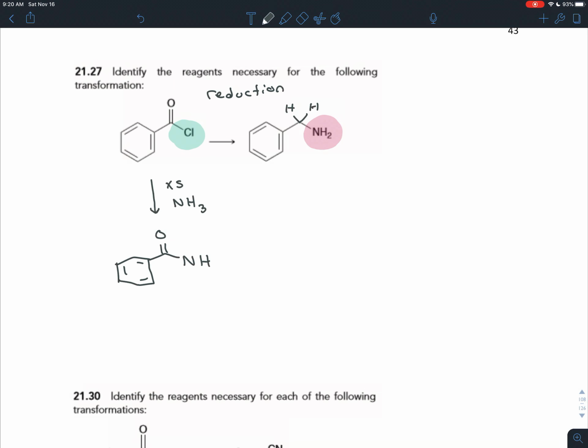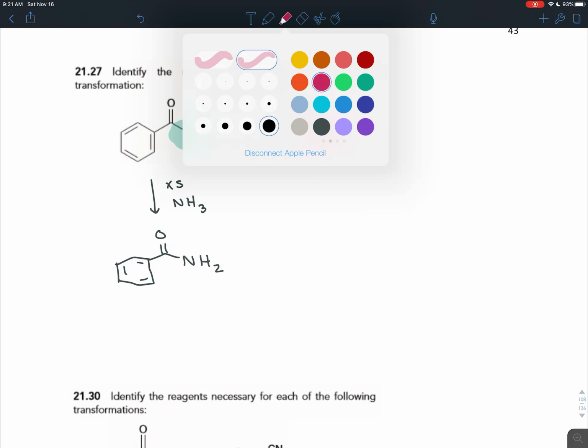Now the reason why you use excess is because when you first add this, you have NH3 with a positive charge, and a second ammonia can come in and steal one of the hydrogens so that it stabilizes the positive charge. So it does that proton transfer. And so what you'd really want there in the end is NH2. And we've drawn that mechanism in a previous video. So you can do that nucleophilic acyl substitution.